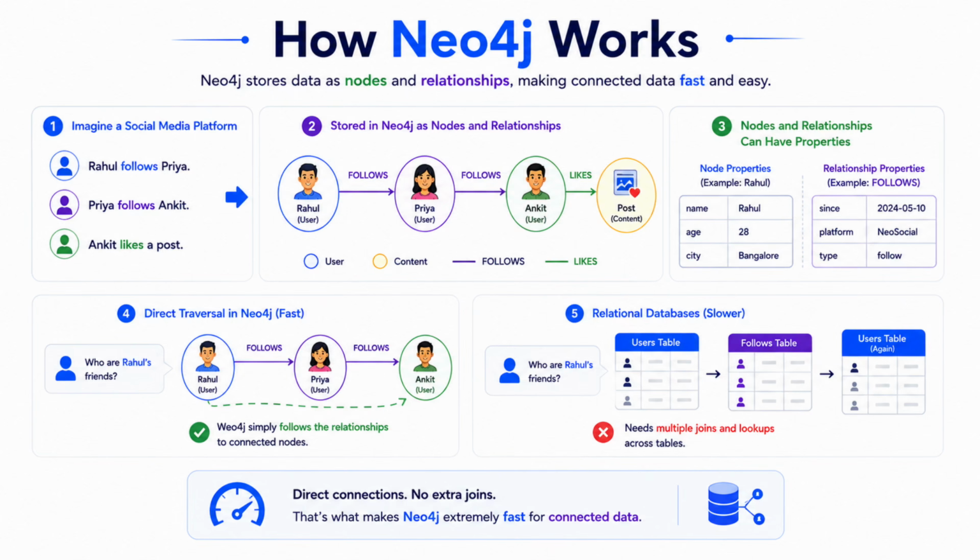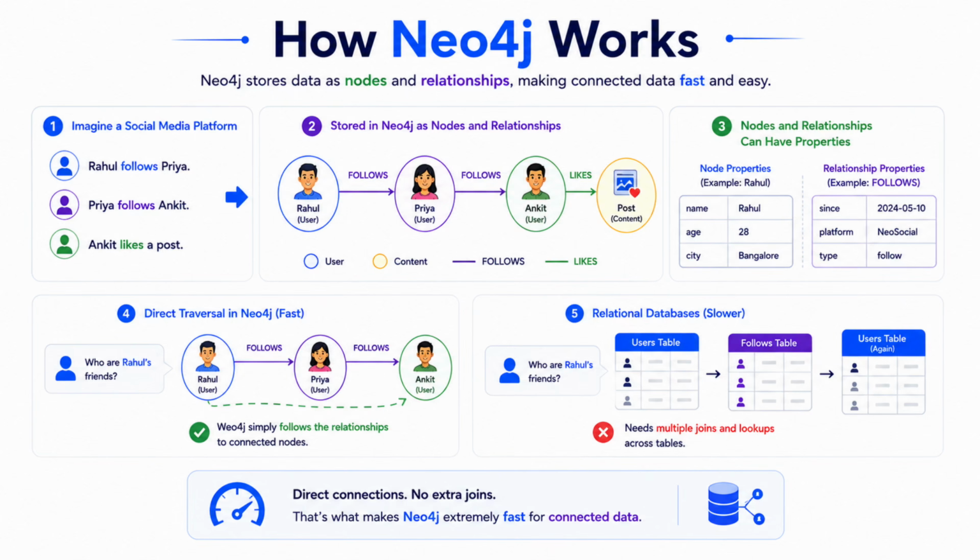Now, here is where things become interesting. Unlike relational databases, Neo4j stores these relationships directly. So, when you ask a question like, who are Rahul's friends? Neo4j simply follows the relationship from Rahul to the connected nodes. It does not need to search through multiple tables. This direct traversal is what makes Neo4j extremely fast for connected data.